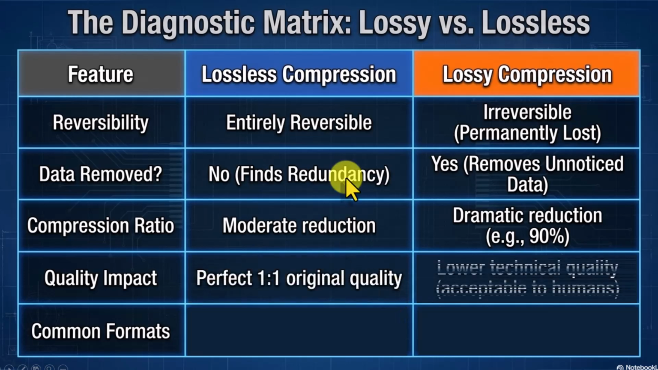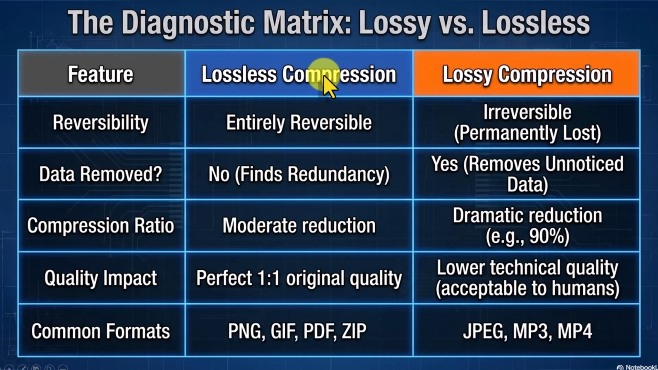Quality impact: lossless compression is perfect, it's the same as the original quality. No data is lost, nothing is lost. But in lossy compression, yes, lower technical quality but acceptable to humans. Then common formats for both of them. For lossless compression, we have PNG, GIF, PDF, ZIP, where data is not lost, and they are reversible. But in lossy compression, for example, JPEG, MP3 and MP4 are examples of lossy compression.